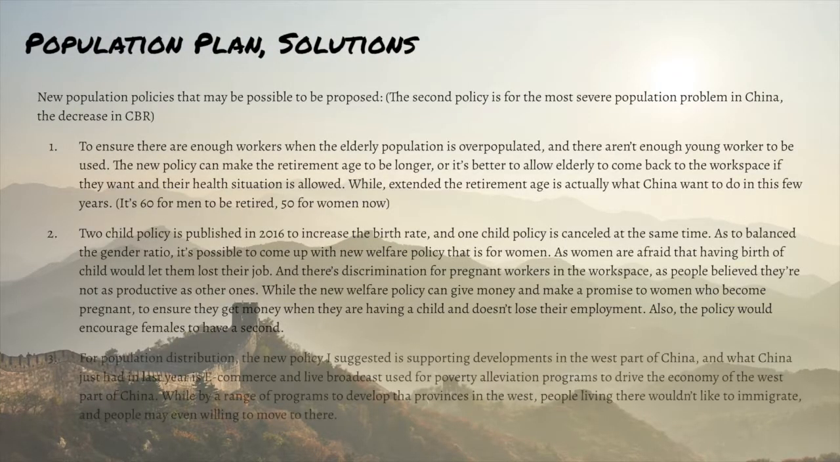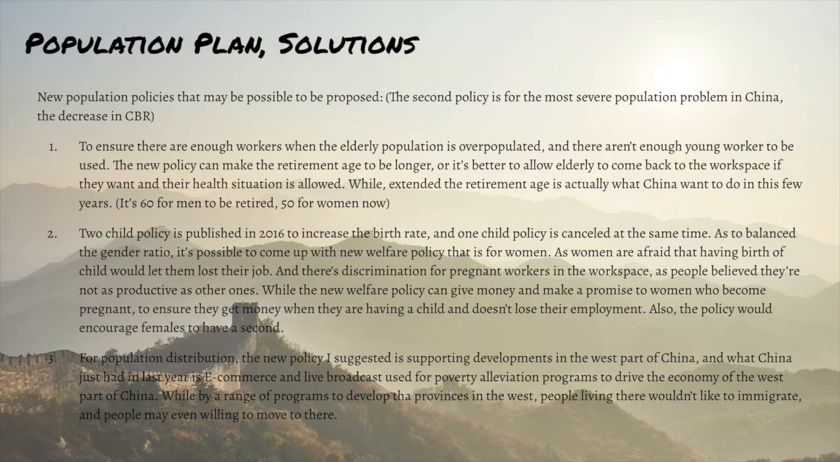So what are my population plan's solutions? First, to ensure that there are enough workers, since the elderly population is large and there aren't enough young workers, the new policy can make the retirement age longer, or better, allow elderly people to come back to the workplace if they want and their health allows. Extending the retirement age is actually what China wants to do in the next few years.